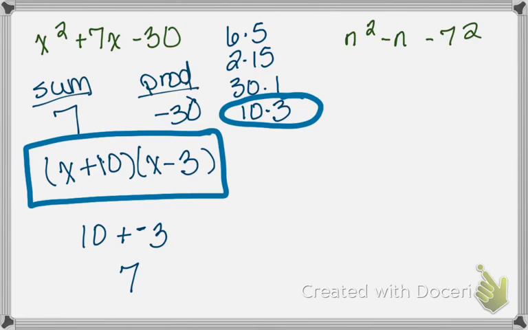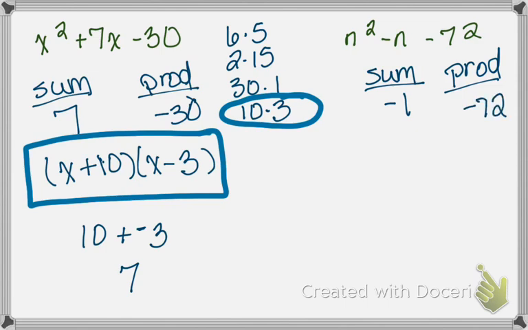Now I'm going to give you 60 seconds to do n squared minus n minus 72. And I'll get you started. What's our sum? -72. Actually, no. Nope. -1. -1. Good. What's -72? Got it. Good. Okay, you guys try it.